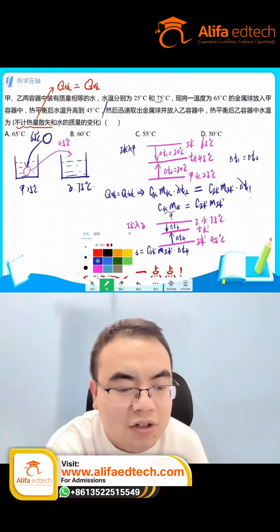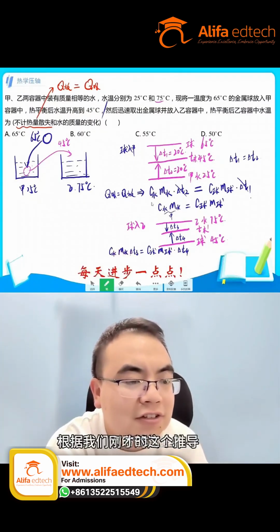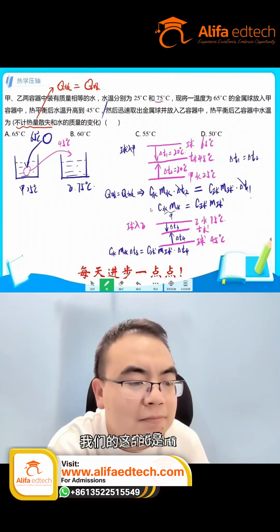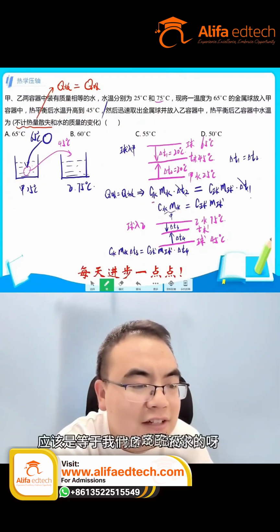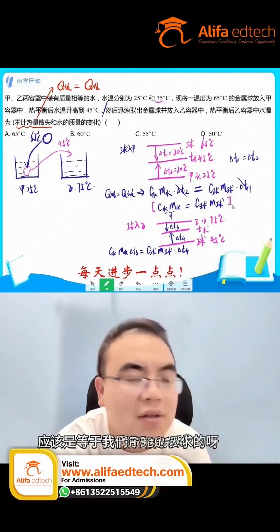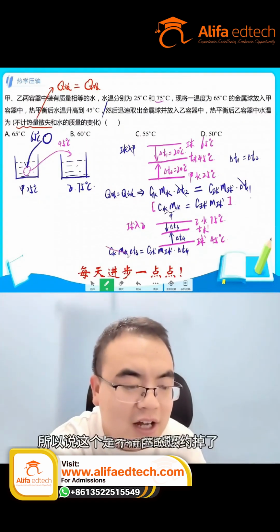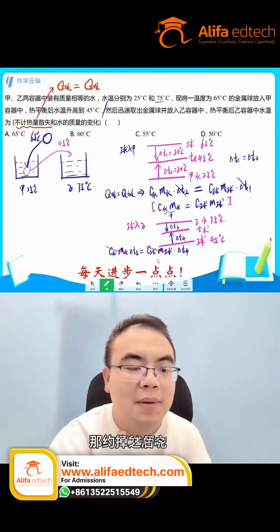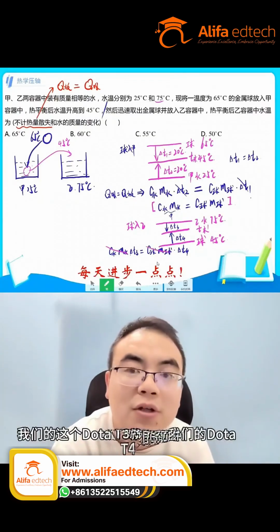All right, everyone, take a look. According to the derivation we just did, our C water times mass of water should be equal to our C ball times mass of ball. So doesn't that mean these terms can be cancelled out? So as expected, our delta T3 is equal to our delta T4.